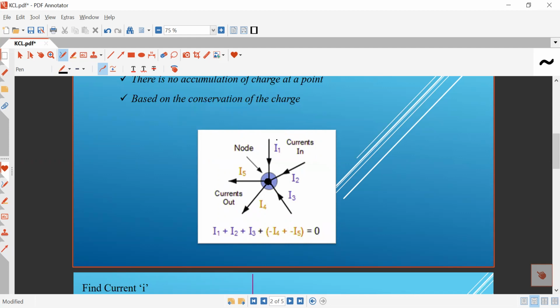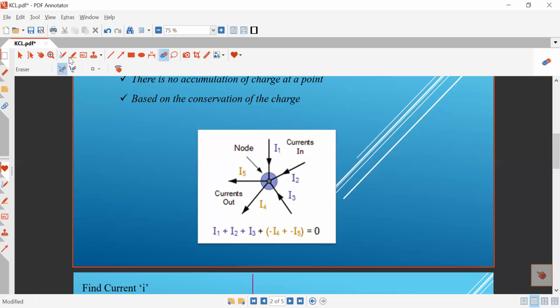Algebraic sum means the current which is coming toward the node, for example I1, I2 and I3 are coming toward the node A, the sign of such current will be positive, and the current which is going away from the node, for example I4 and I5 here, the sign of these currents will be negative. In this way you will have to make a sum, and that sum with the sign of current is called algebraic sum.